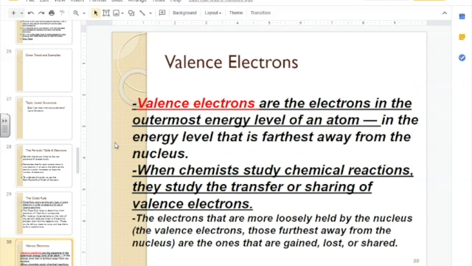But today, we're just going to focus on a certain type of electron, which is called valence electrons. They are the electrons in the outermost energy level of an atom, or the electrons farthest away from the nucleus. When chemists study chemical reactions, it's basically only talking about valence electrons, which is crazy. Electrons are so small, and only the ones that are farthest away from the nucleus are doing all the work in chemical reactions, of course, unless it's radioactive.